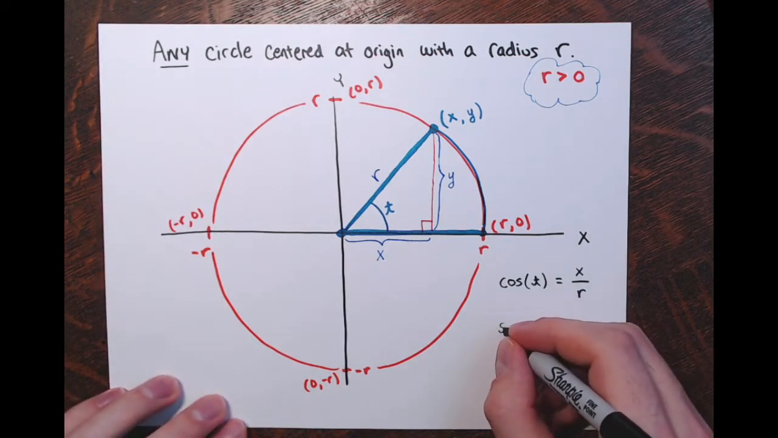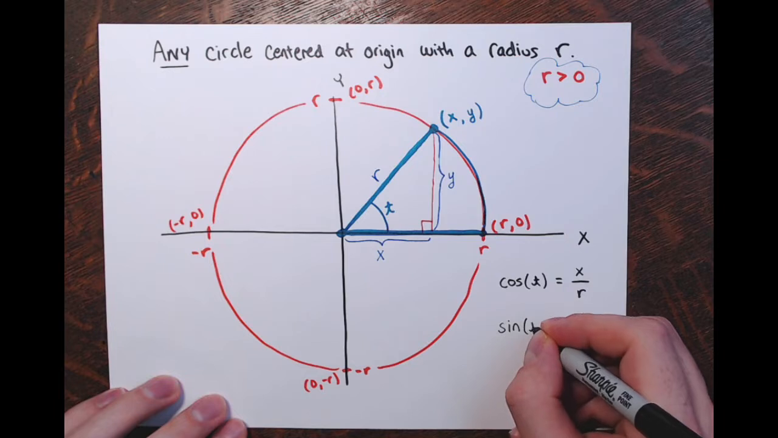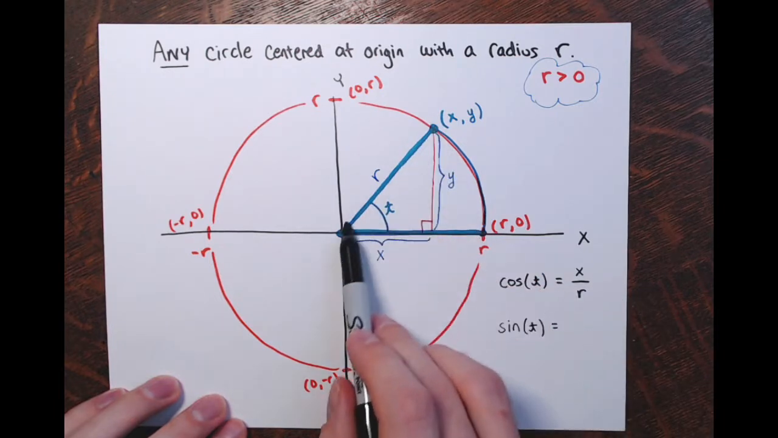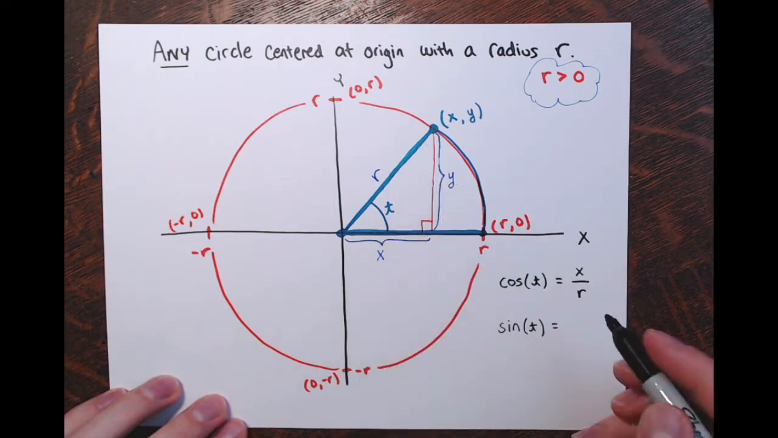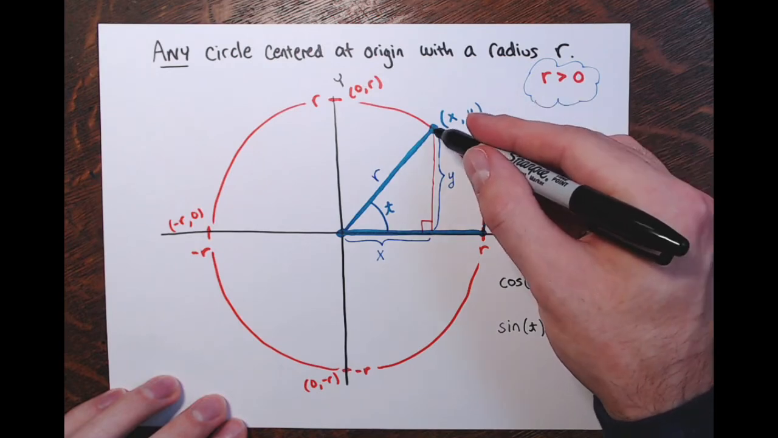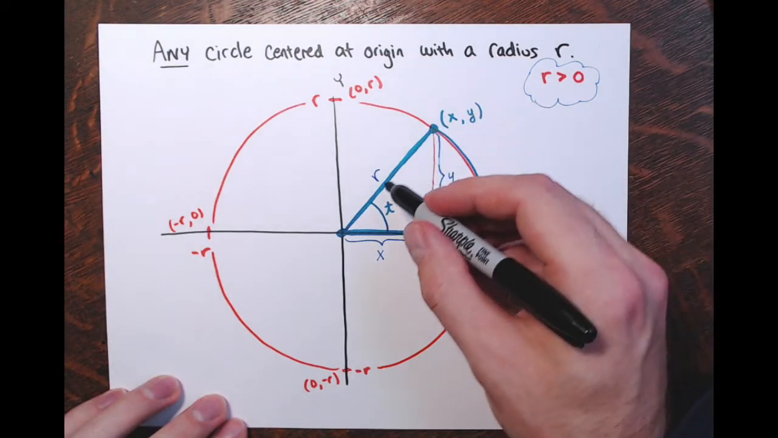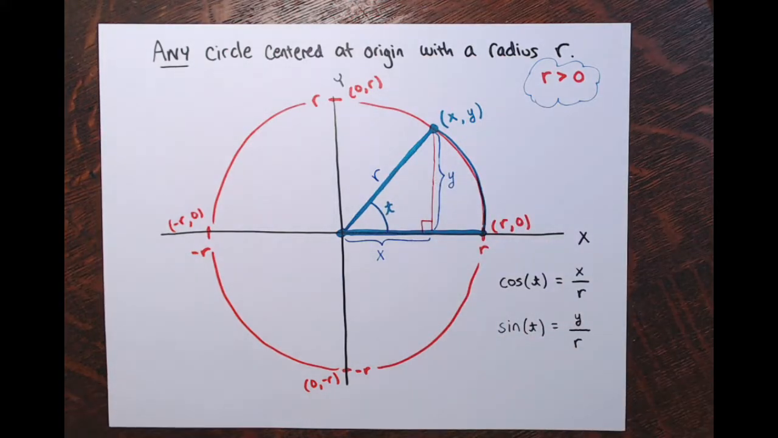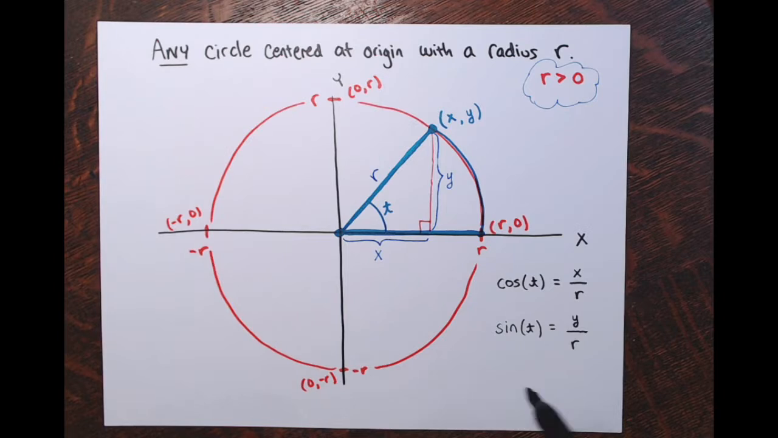Same thing for the sine, right? The sine of our angle t here, looking at this right triangle I drew, is the opposite length. So the y-coordinate of the point that I'm at on the circle, divided by the hypotenuse, which is again not 1 but r, the radius of the circle, the distance to the origin. So the sine of an angle is y divided by r, the y-coordinate of a point that I'm at on the circle, divided by the distance that point is from the origin.